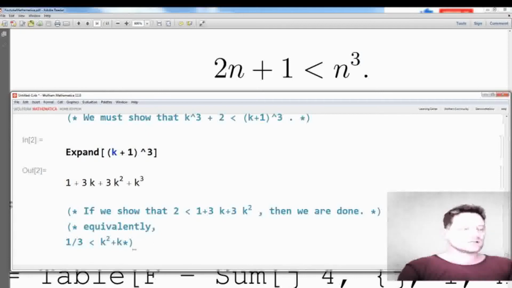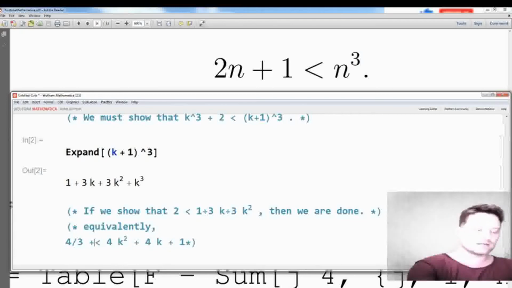So this is logically equivalent to saying that k squared plus k is greater than a third for some positive integer k. All right, now we want to multiply by 4 in order to complete the square. So let's multiply by 4. So we'll have 4 there, and 4 over here. So this will be 4 thirds. All right, and now we want to add 1 to both sides to finish off the completing of the square. And now you'll see that on the right hand side we do have a perfect square.